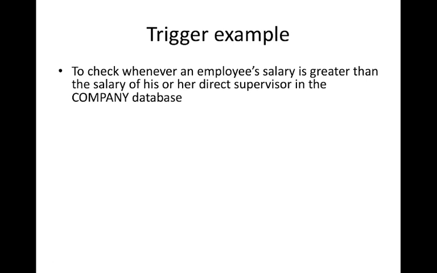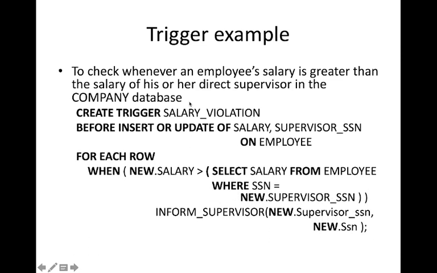So when we insert a new employee, suppose his salary is 50,000, and maybe his supervisor is getting only 40,000. Then what action should be taken will be specified by this trigger. So this is an example for that. Create trigger. This is the name of that trigger, salary violation. This is an external stored procedure that is written.